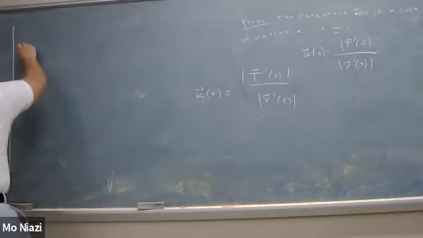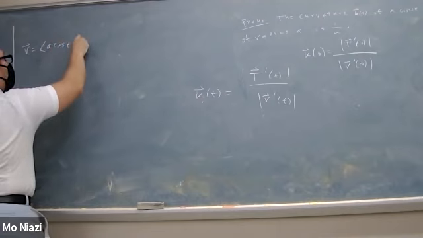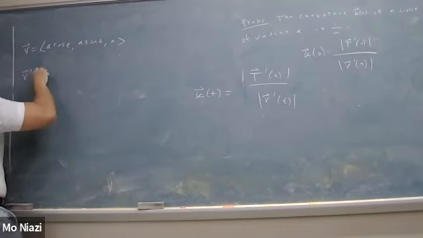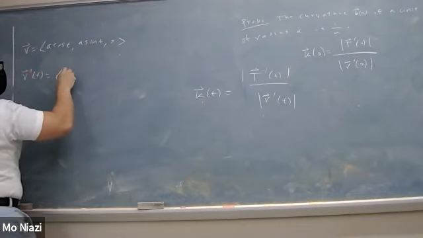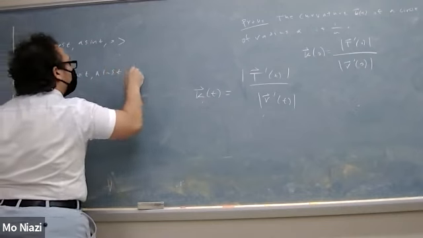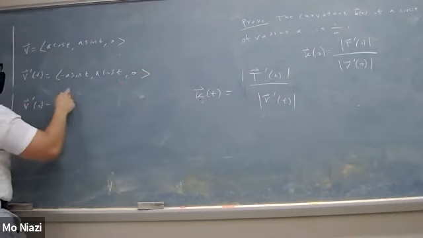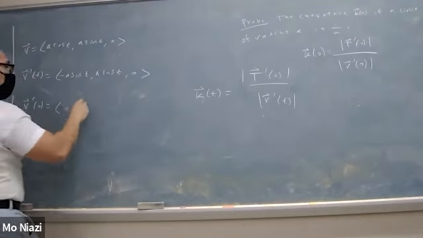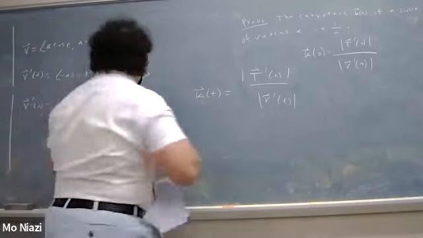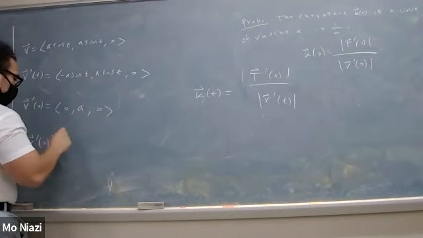Our parameterization of the circle is this: A cosine of t, A sine t, 0. Derivative of this, derivative of cosine is negative sine. Derivative of sine is cosine. Okay, so r prime of 0 is this evaluated at 0. So sine, this becomes 0. This becomes A. This becomes 0. Okay, done.